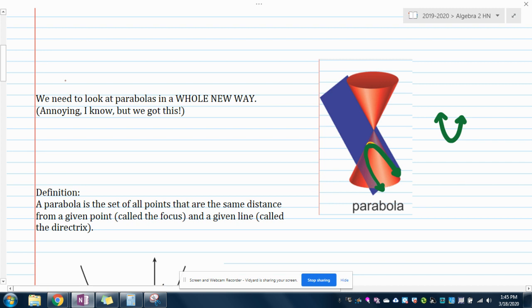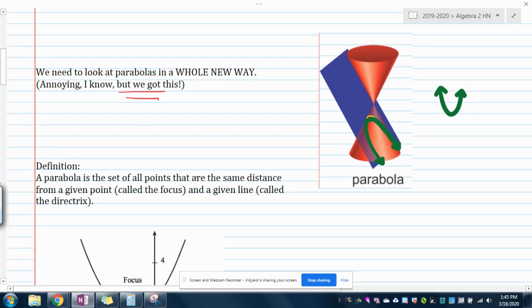Now we have to kind of learn it in a completely different lens. So it's annoying, I know, but we got this, guys. We got this. So what is the definition of a parabola?